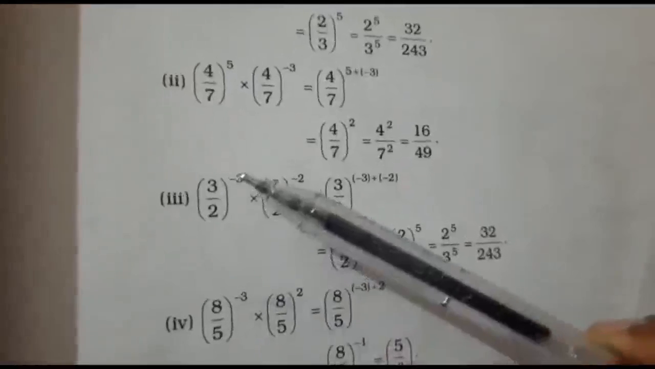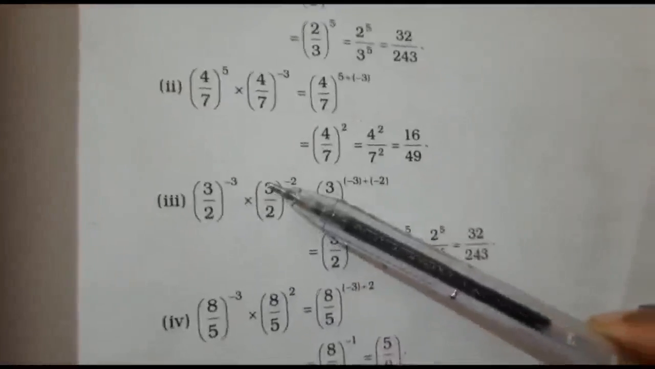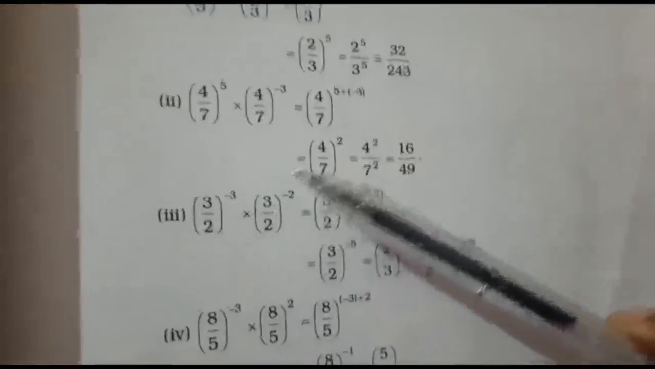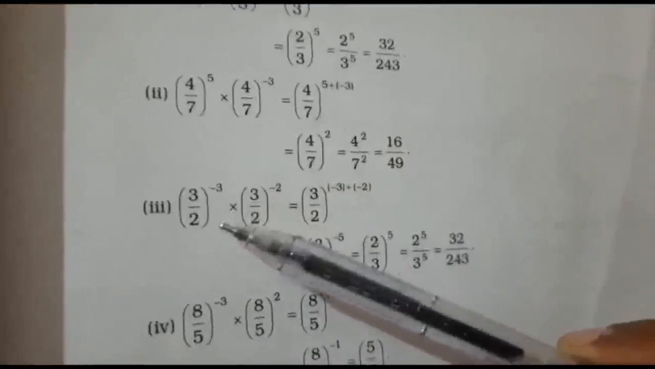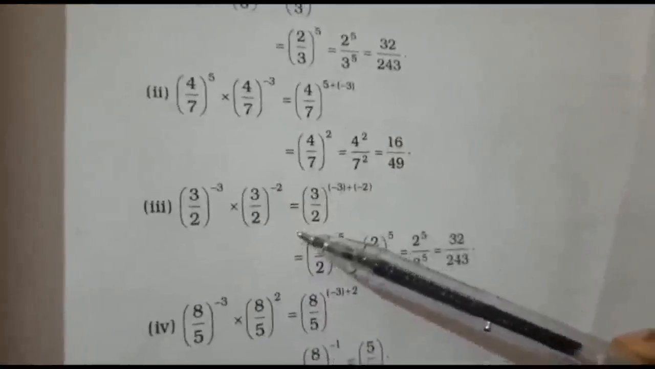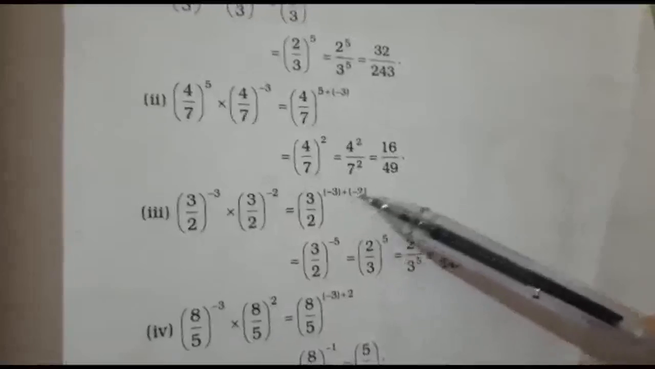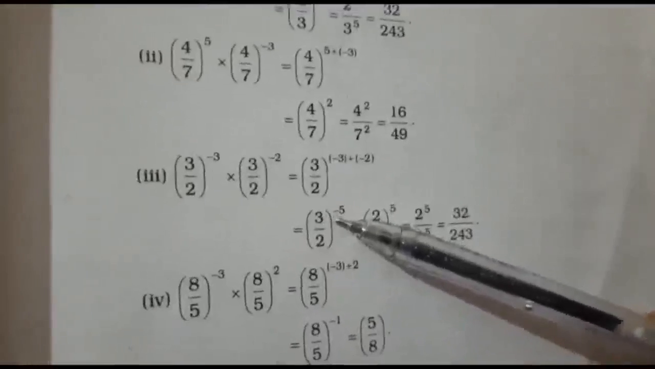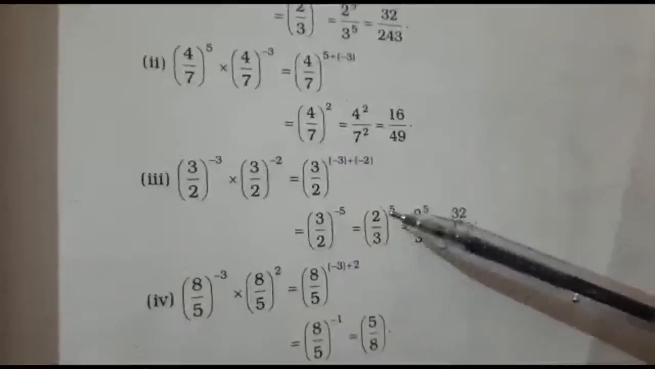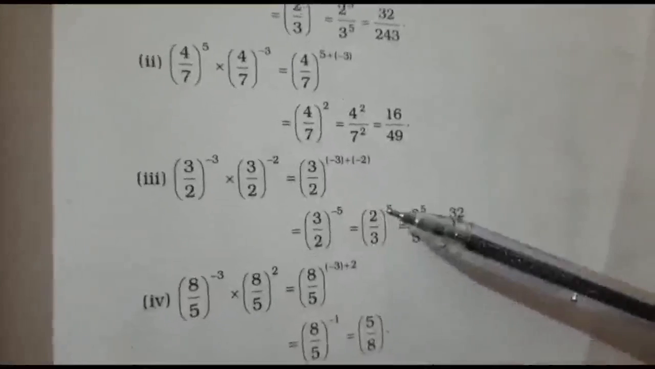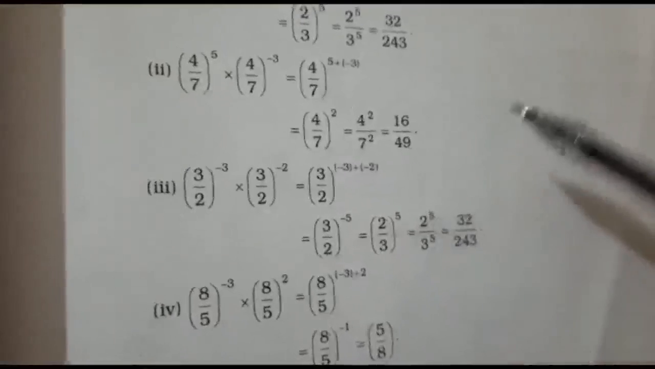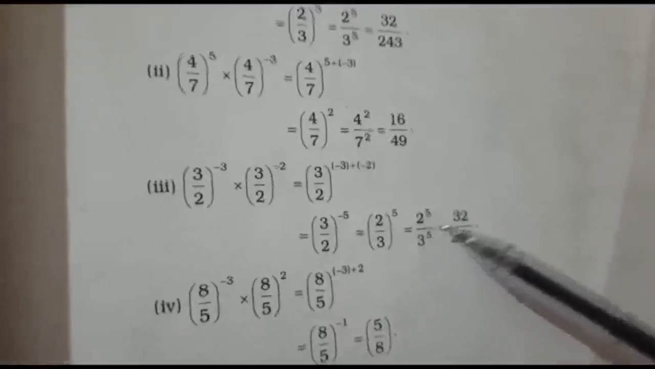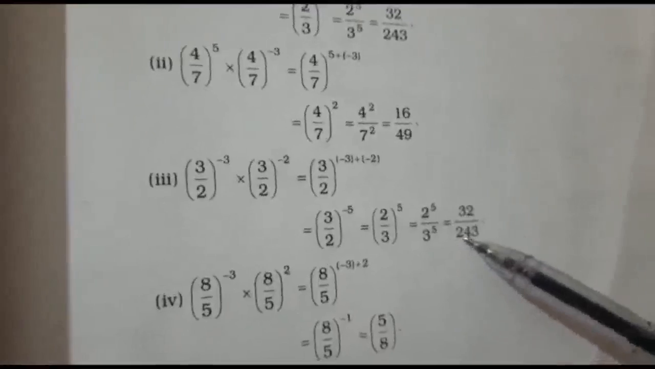(3/2)^(−3) × (3/2)^(−2). Now if you want, you can take the reciprocal and then solve. But because it's a multiplication, we can directly add. So (3/2)^(−3 + −2), that is (3/2)^(−5). Because the power is negative, now we'll take the reciprocal. So (2/3)^5, that is 2^5 and 3^5. Multiply 2 five times and 3 five times. So it becomes equal to 32/243.